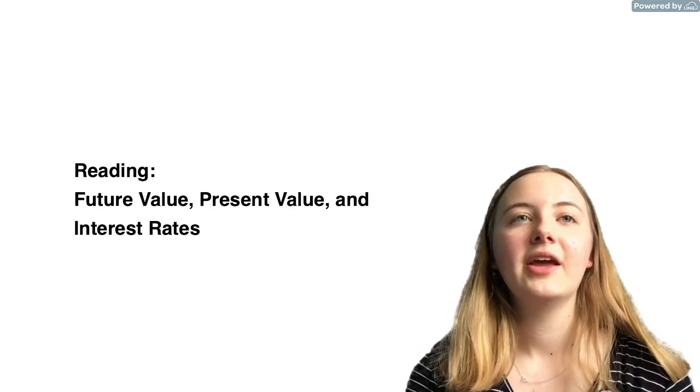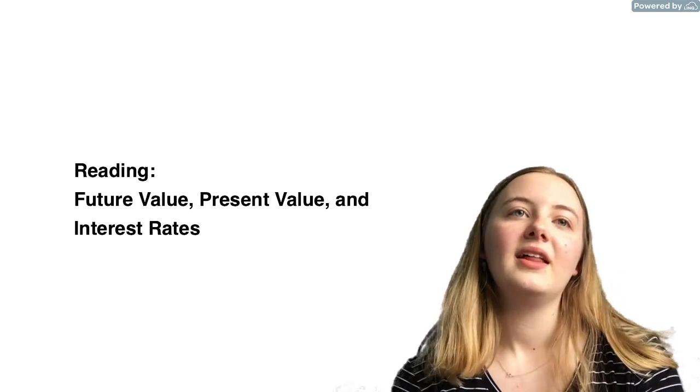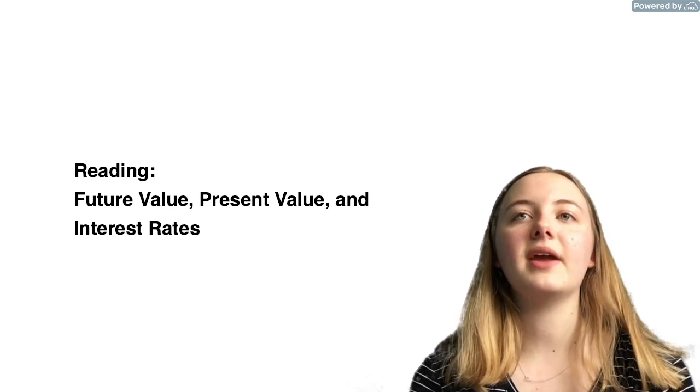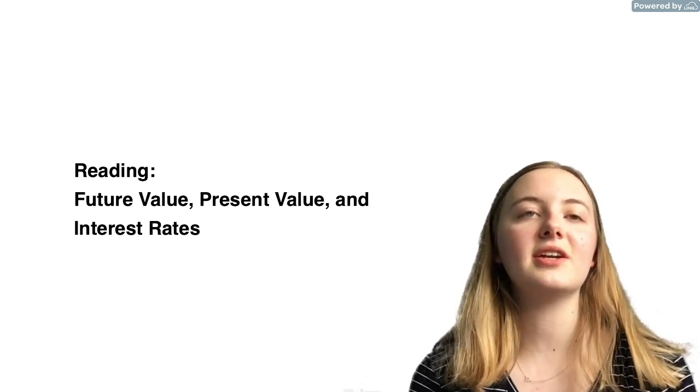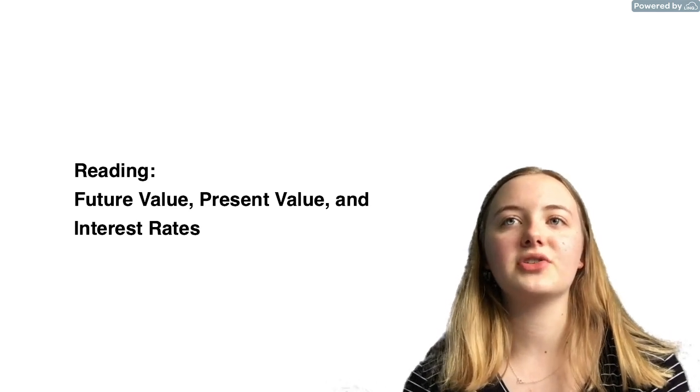Okay, this is Objective 3. Let's read together. Future value, present value, and interest rates. Lenders have been despised for most of history. The borrowers must pay for their loans, while the lenders just sit around doing nothing. No wonder people have been vilified for charging interest.